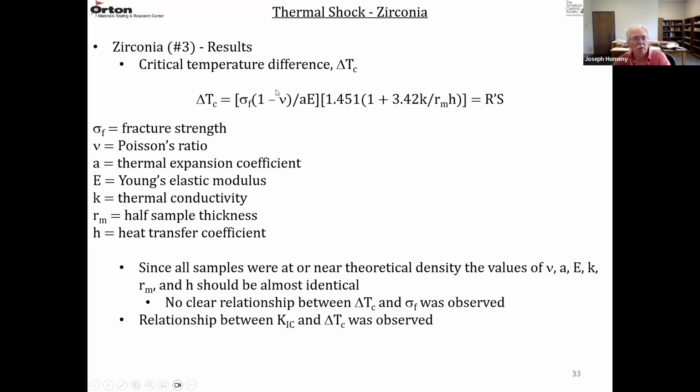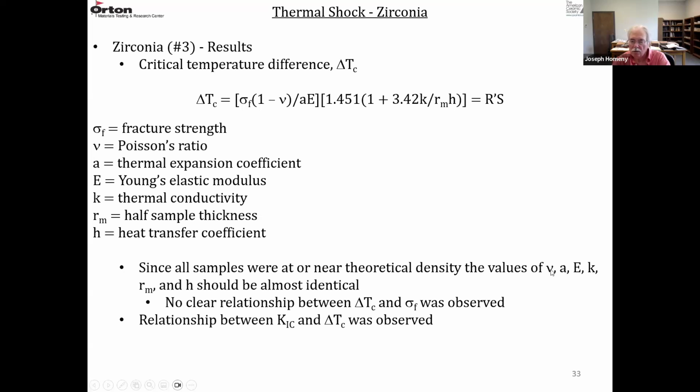This was the simple R for a plate, if you recall: the fracture strength, 1 minus Poisson's ratio, divided by the thermal expansion coefficient and Young's modulus. And this is the shape factor, which also accounts for the conductivity, K, Rm, half the sample thickness, and H, the heat transfer coefficient. So all samples were near theoretical density.